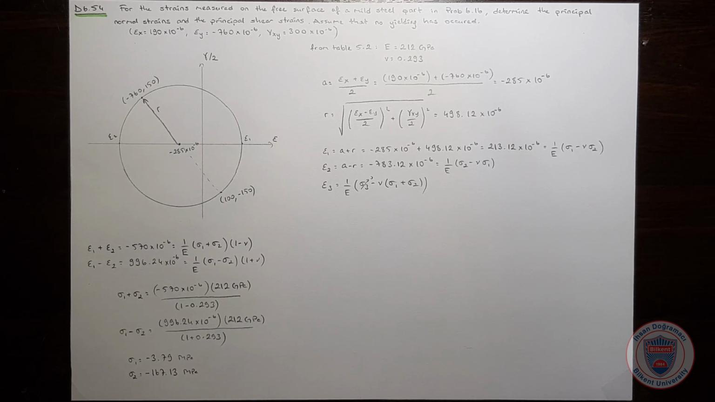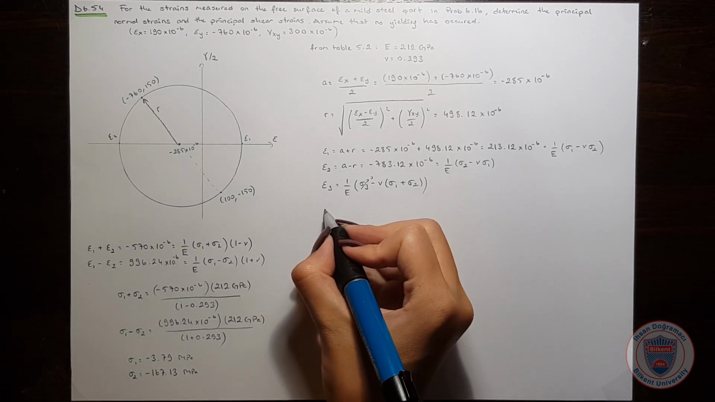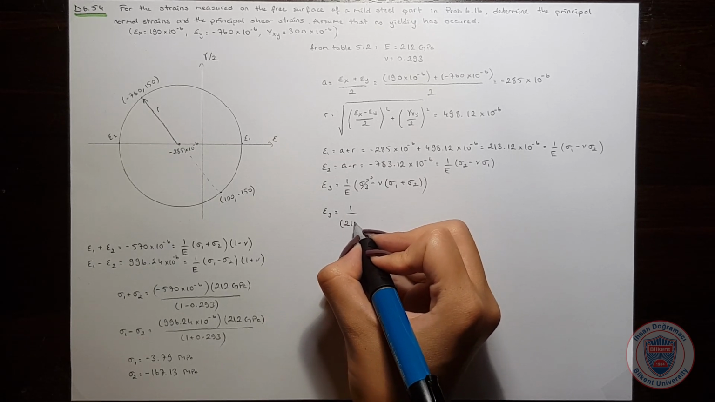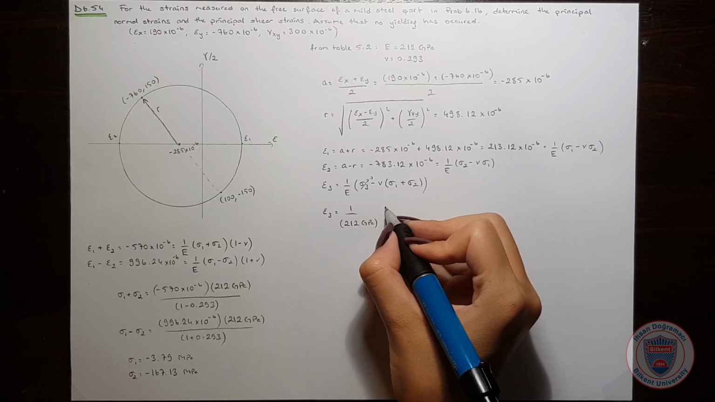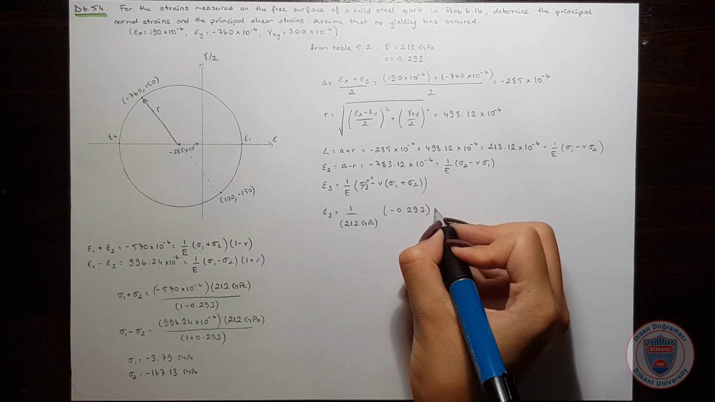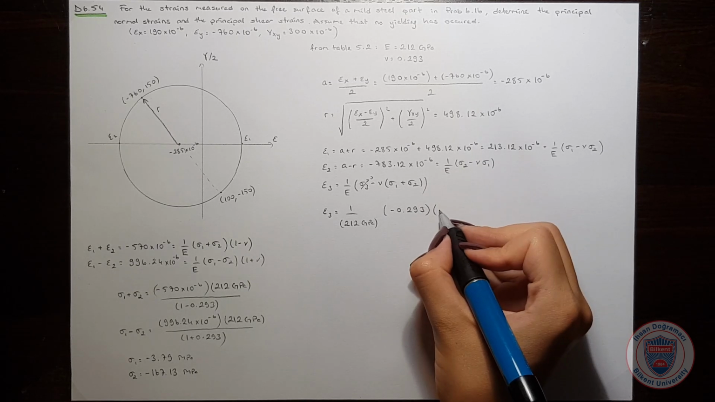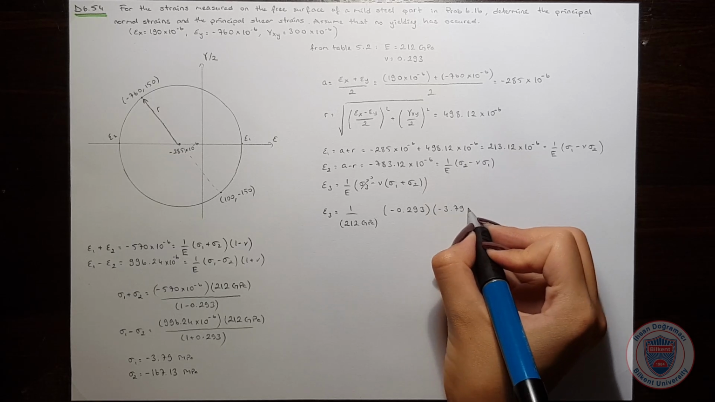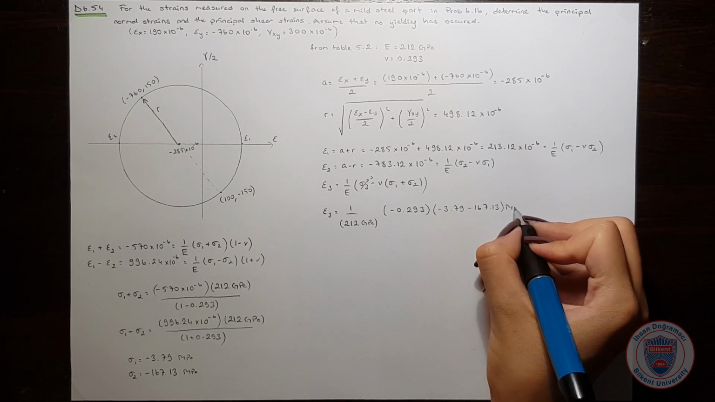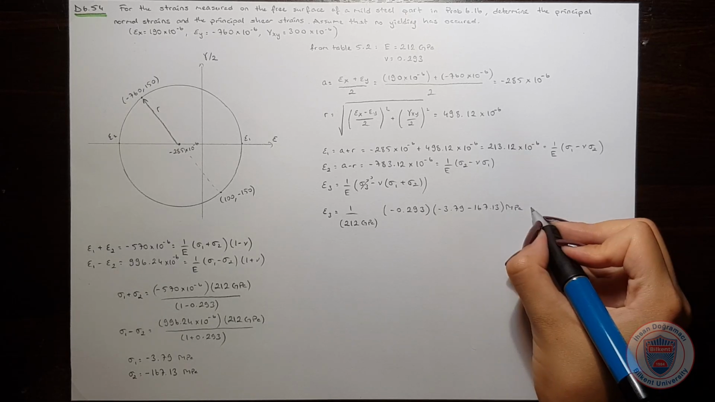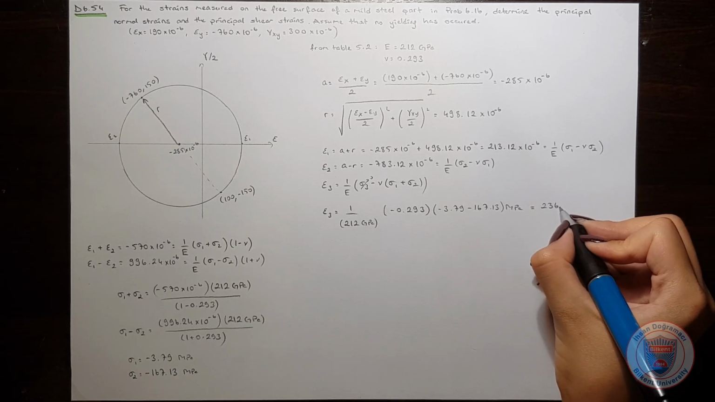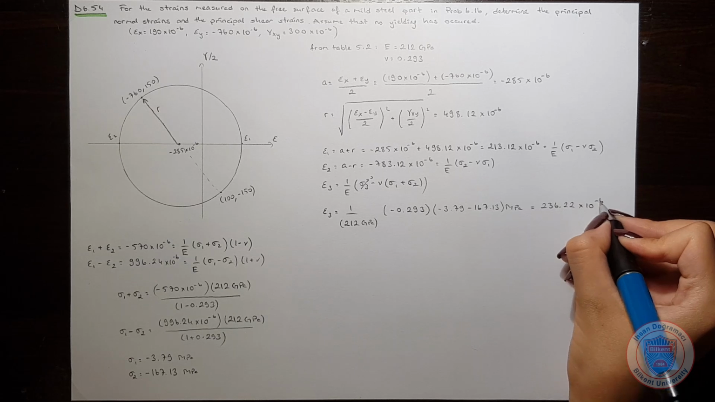Now we can calculate epsilon 3. Epsilon 3 will be 1 over 212 GPa times minus 0.293 times the sum of the stresses, and this is in MPa, and it will give epsilon 3 is equal to 236.22 times 10 to the power of minus 6.